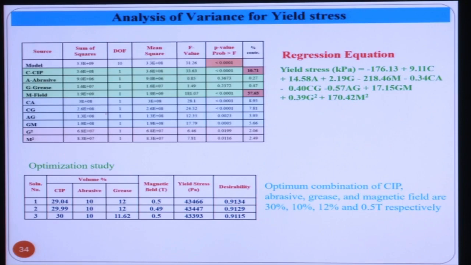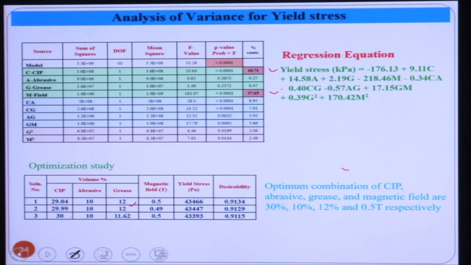After that, we did the ANOVA study, and we saw that for yield stress, the magnetic field has the highest contribution, then CIP particles have the next contribution, and abrasive and grease have a very small contribution. The magnetic field has a 57.65% contribution, and carbon nanoparticles have a 10.71% contribution to the yield stress of this fluid. Then we did the optimization study, and found that 30% CIP, 10% abrasive particle, 12% grease, and a 0.5 Tesla magnetic field give the highest combination, which gives the highest yield stress of this fluid. And this is the regression equation to calculate the yield stress.